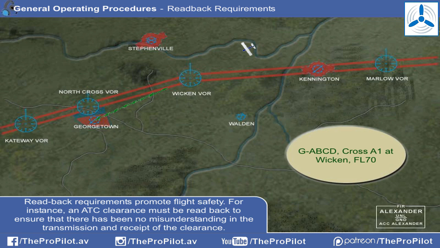Golf Alpha Bravo Charlie Delta. Cross Alpha 1 at Wicken, flight level 70. Cross Alpha 1 at Wicken, flight level 70, Golf Alpha Bravo Charlie Delta.